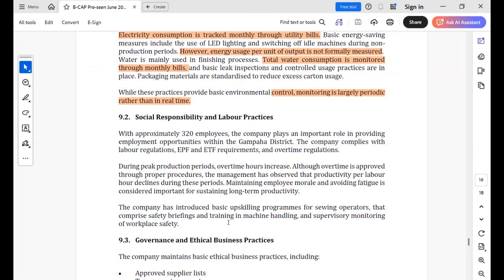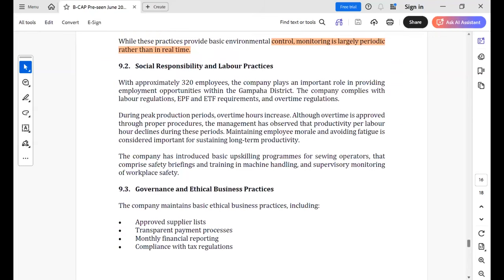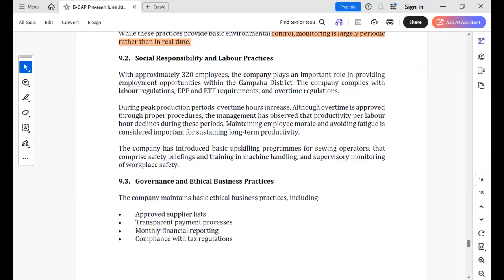That is the weakness. The company has introduced basic upskilling programs for sewing operators that comprise safety briefings and training on machine handling, supervisory monitoring, and workplace safety. So those are the health and safety training and the machine-related training. Those basically do not help to improve the morale of the people. These are not the motivation factors, right? So that kind of motivational program must be implemented, right?